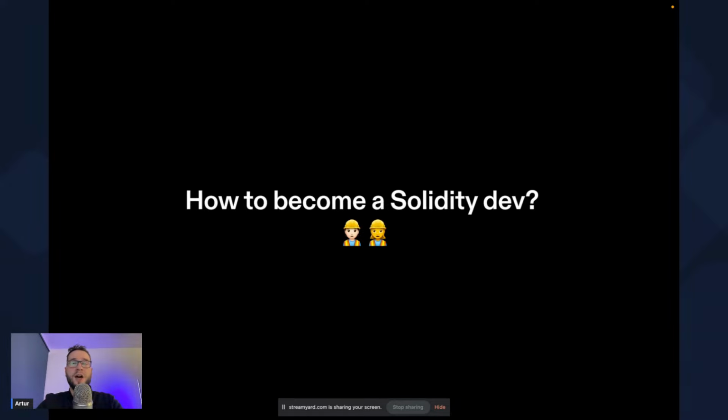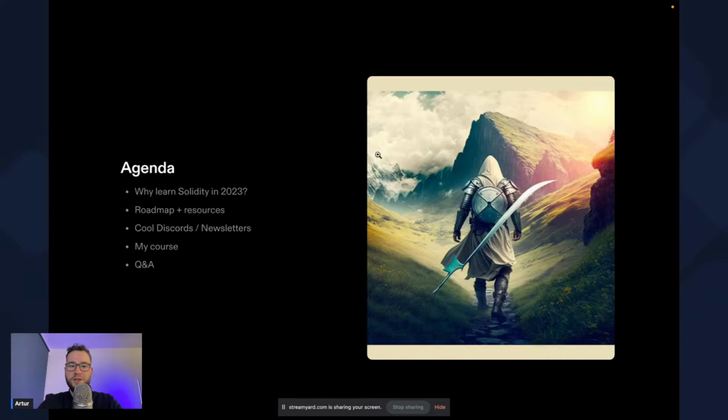Today's topic is how to become a Solidity developer. The agenda for today is quite simple. First, I will try to answer the question: why learn Solidity in 2023?